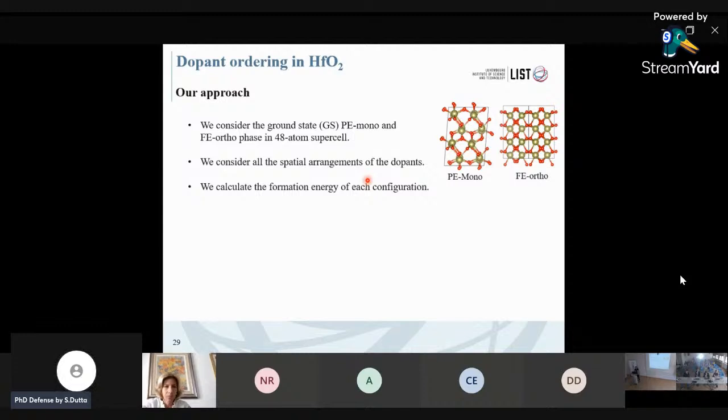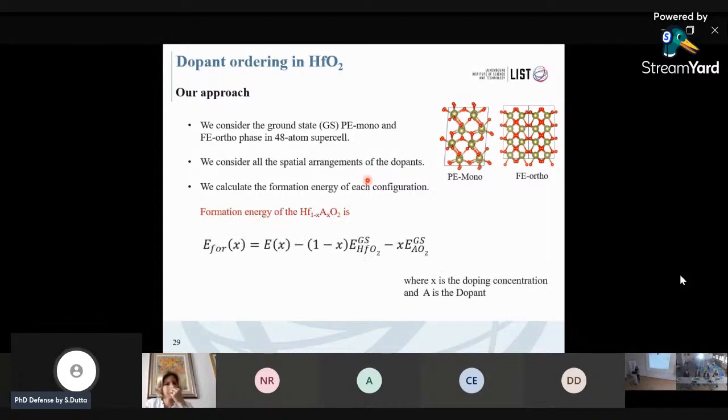atom cells. I considered all the spatial arrangements I have just shown you. And then I calculated the formation energy of each configuration following this formula. So what this tells you, this is the energy of the compound, this is the energy of hafnia at its ground state, and this is the energy of the dopant oxide at its ground state. So let's say for example A is silicon, then this is the energy of the silicon dioxide in its ground state.